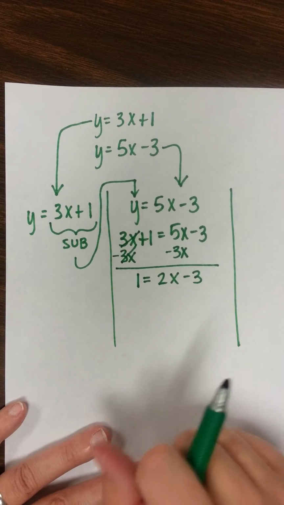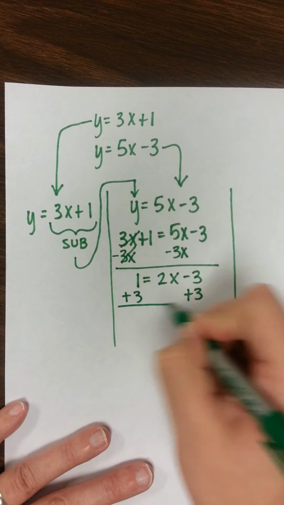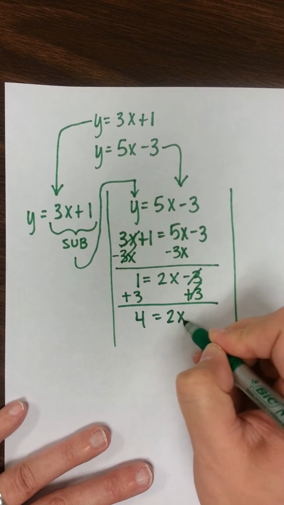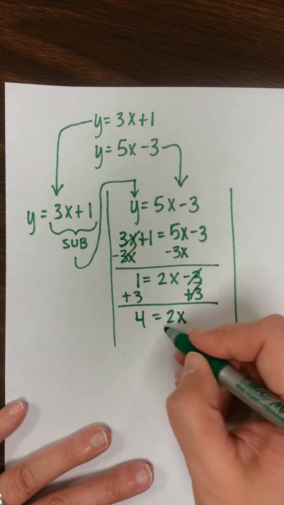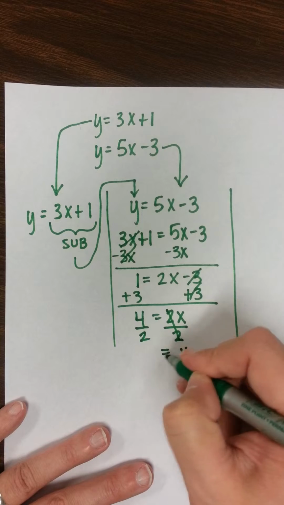Next, I need to get rid of the minus 3, so I'm going to add 3 to both sides. So I have 4 equals 2x. Now I need to get rid of multiply by 2, so I'm going to divide by 2. So I have x equals 2.